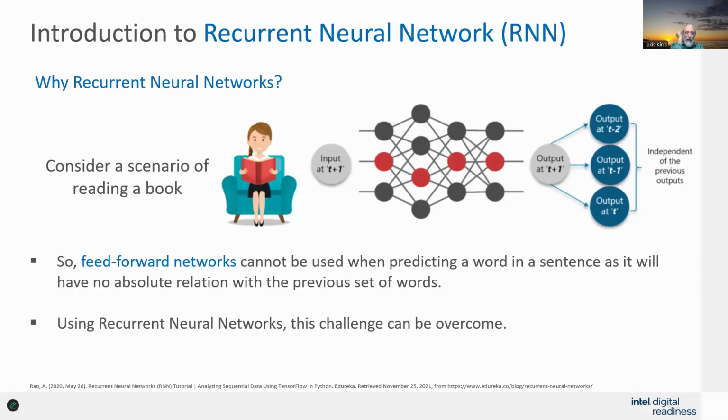So feed-forward networks cannot be used when predicting a word in a sentence, as it will have no relation with the previous set of words. It has no context. With recurrent neural networks, this challenge can be overcome because it is looking at what just came before, and it's recognizing its place in that stream or sequence of information. Right.